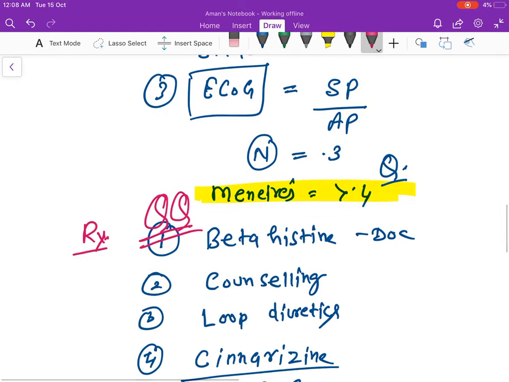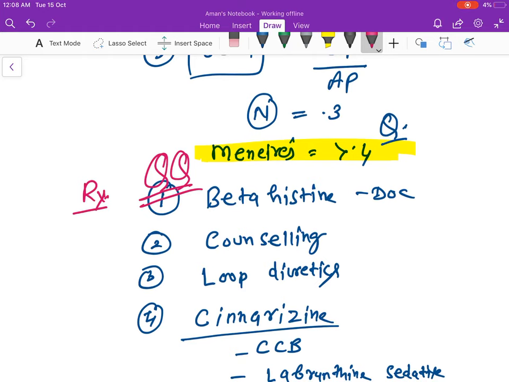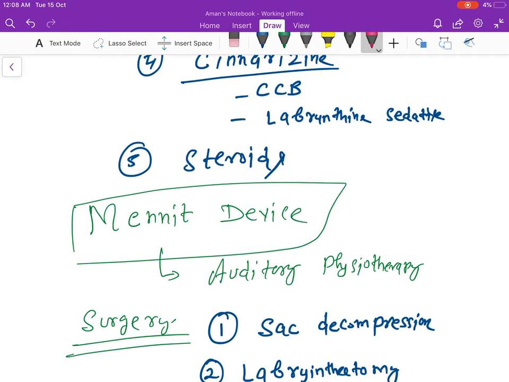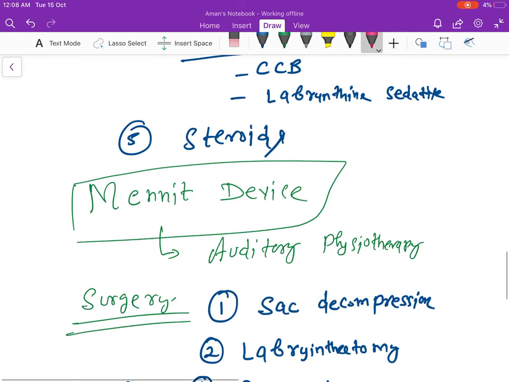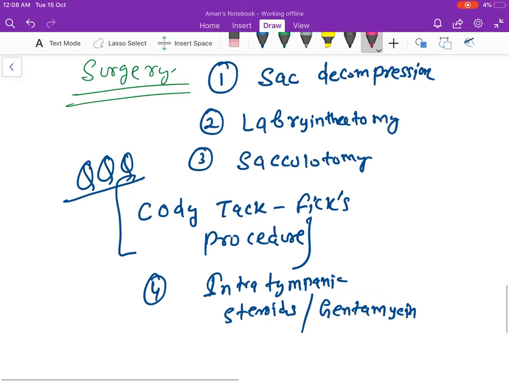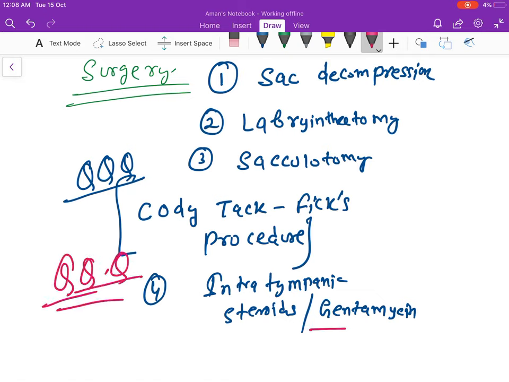This is important. We can use loop diuretics and labyrinthine sedatives like cinnarizine. The Meniett device is a kind of auditory physiotherapy. Surgeries: sac decompression, the Cody tack procedure, and we can use intratympanic gentamicin. This question is also asked in the exam. Intratympanic gentamicin. Thank you so much.